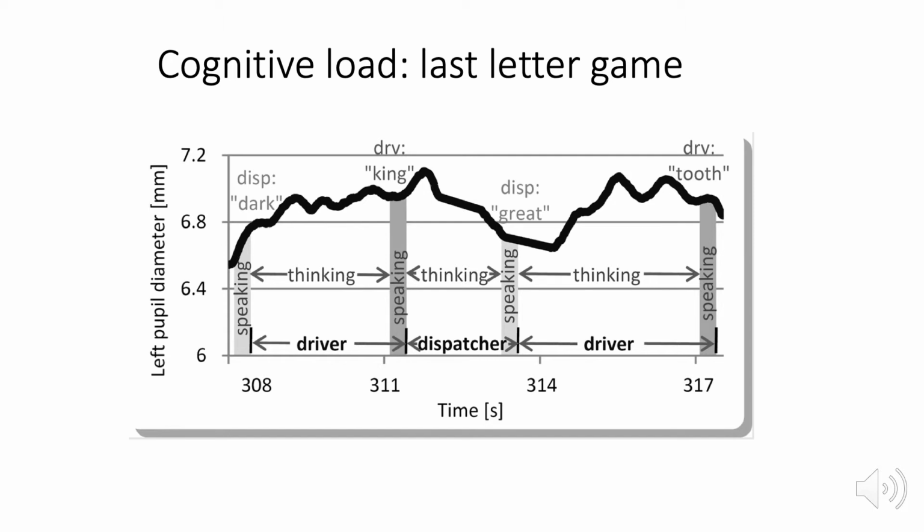So the driver says king, and then look what happens with pupil diameter. It drops. And why does it drop? Because the driver doesn't have to be thinking about anything related to the game. They can just return to the driving, right? And so what you see here is pupil diameter responds really quickly to changes in cognitive load. The driver's pupil diameter drops until the dispatcher says great.